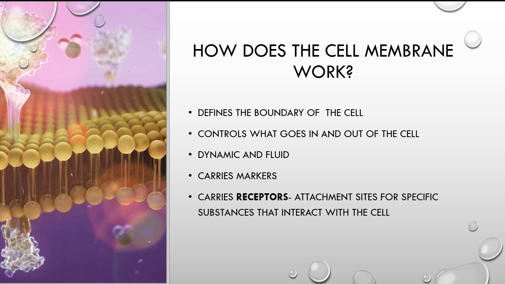Okay, so first off, what is the purpose of our cell membrane? Remember that the cell membrane is the boundary of the cell. So it basically keeps the inside of the cell inside and the outside of the cell outside. So it defines the boundary of the cell. Another purpose of it is that it controls what goes in and out of the cell. So it's semi-permeable. It allows certain things to go into the cell that should go into the cell, but it keeps other things from going in, okay?